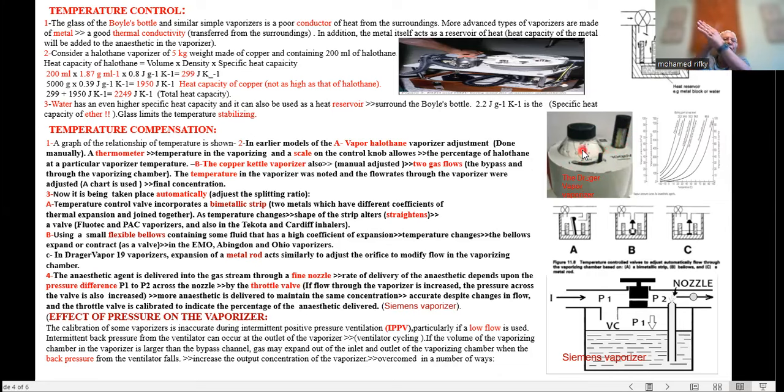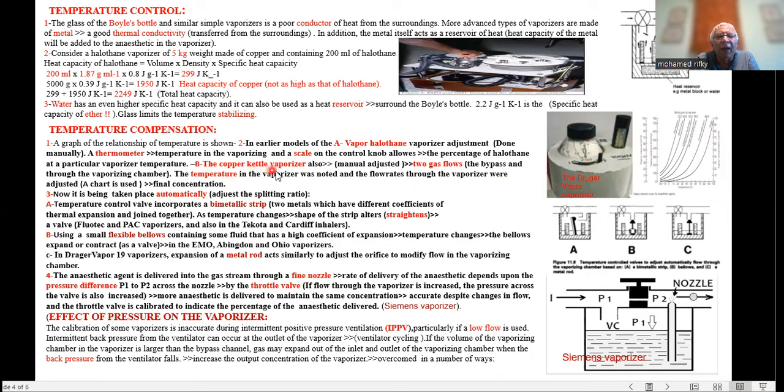This knob has two intersecting lines, a horizontal one and a vertical one. These two lines intersect at a point. Suppose I want to administer 1% and I know the temperature is 20, I get the point where the 20 and the 1% intersect, and then I set it so this vaporizer will give me 1%. So it's considered a calibrated manual vaporizer.